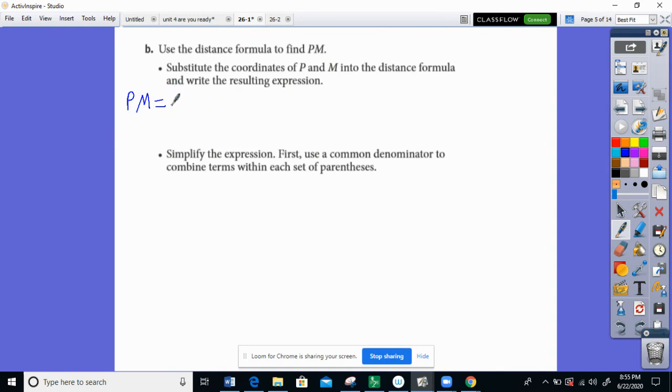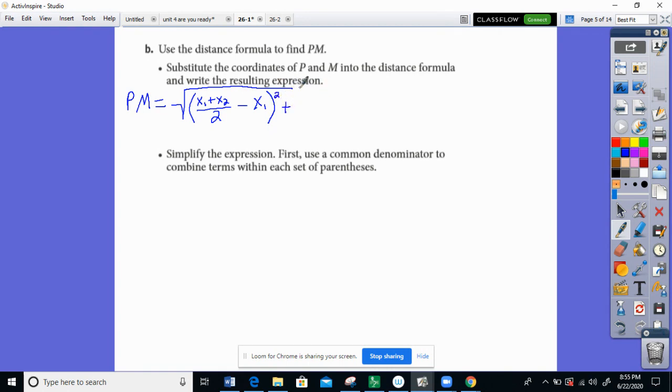So underneath the square root sign, we're going to put the x value for the midpoint, (x1 plus x2) divided by 2. And we're supposed to subtract x1. Why? Because that's the x value for P.